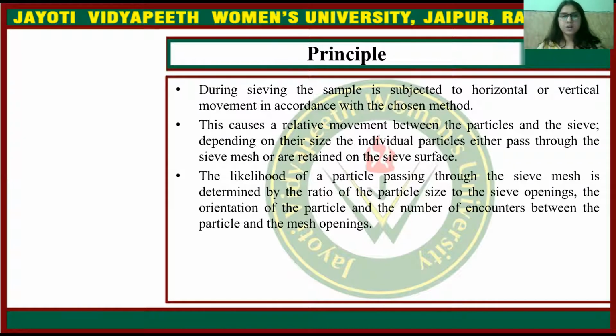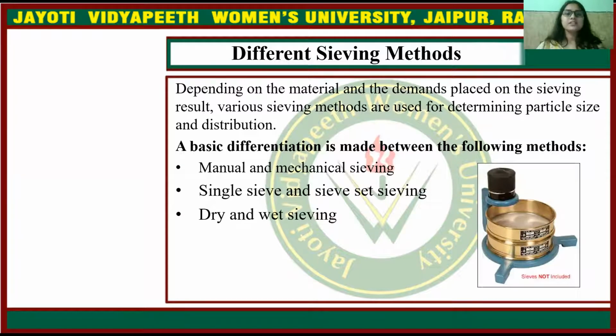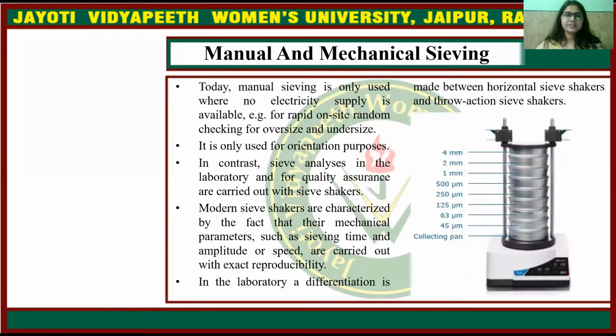The likelihood of a particle passing through the sieve mesh is determined by the ratio of the particle size to the sieve openings, the orientation of the particle, and the number of encounters between the particle and the mesh openings. Different sieving methods are used depending on the material and the demands placed on the sieving result, for determining particle size and distribution. A basic differentiation is made between the following methods: manual and mechanical sieving, single sieve and sieve set sieving, dry and wet sieving.